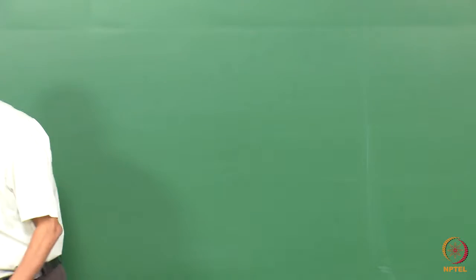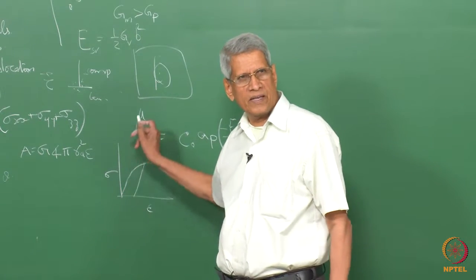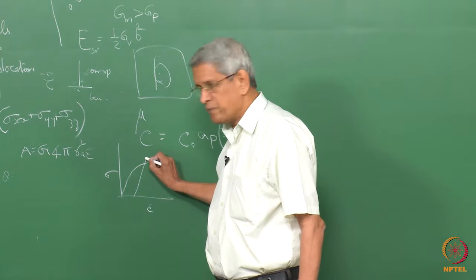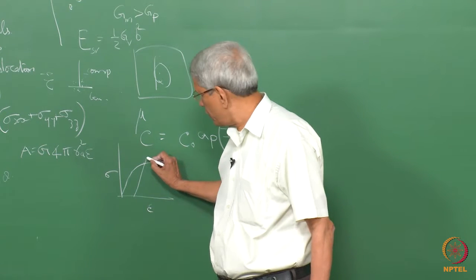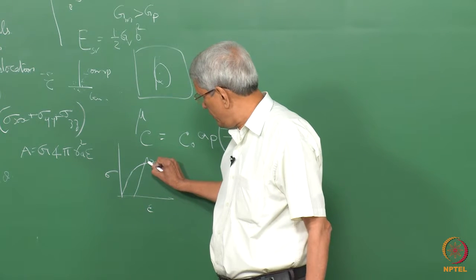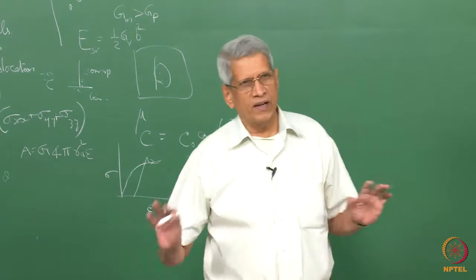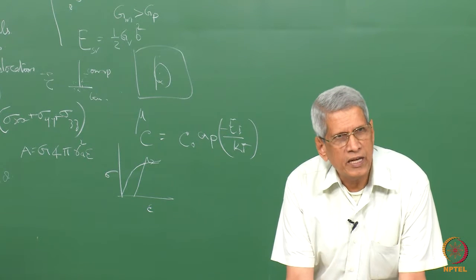Then they form an atmosphere around it. Now the stress which will be required becomes rather high. Then the stress will go up like this, and once the dislocation breaks away from the Cottrell atmosphere, the stress will come down and it will come like this.